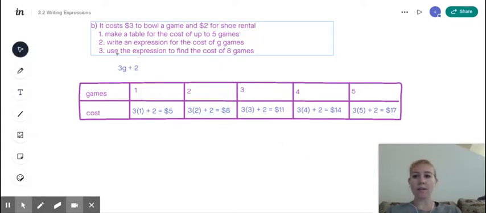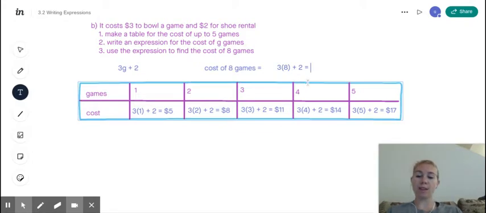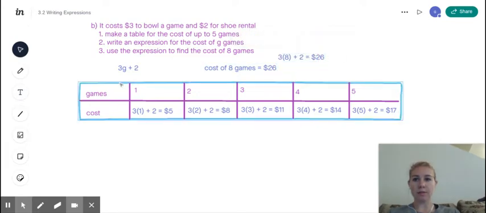$17. Okay, now let's find the cost after 8 games. So cost of 8 games. Okay, so let's see. Let's use our formula. So it'll be 3 parentheses 8 plus 2. Well, again, we would solve multiplication first. So 3 times 8 is 24 plus 2 more would be $26. So the cost of 8 games is $26. And we just use our formula, 3G plus 2, to solve that. We replaced G with 8 because we played 8 games, and we got $26.